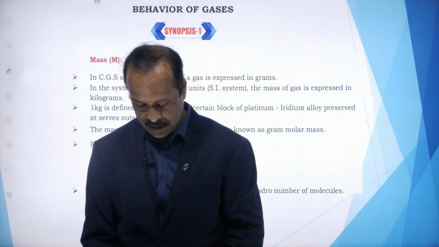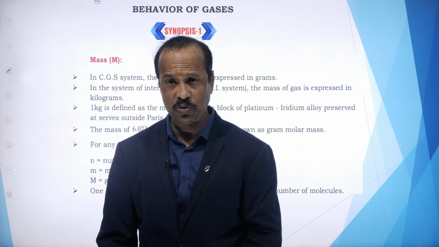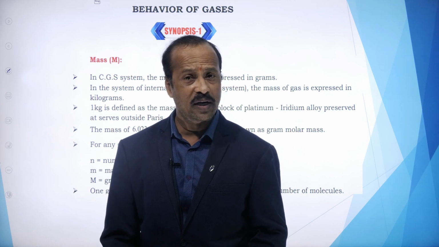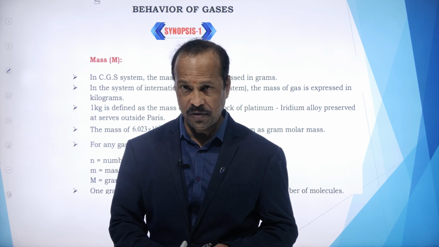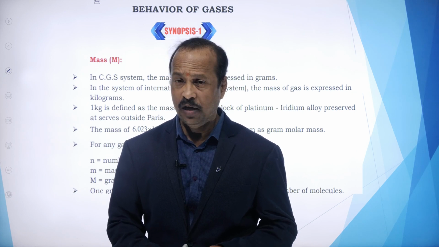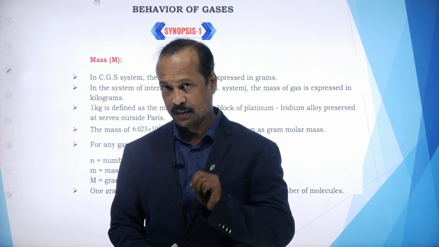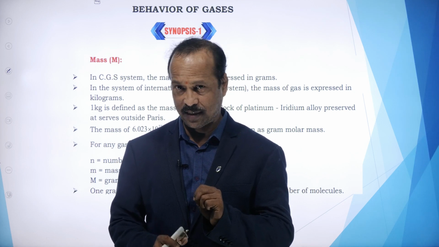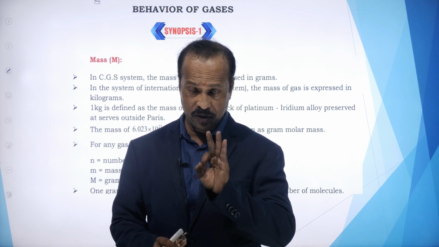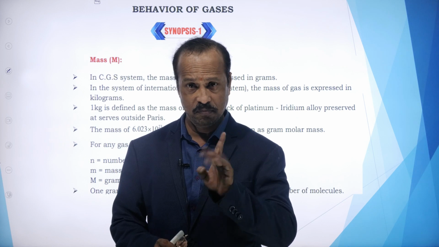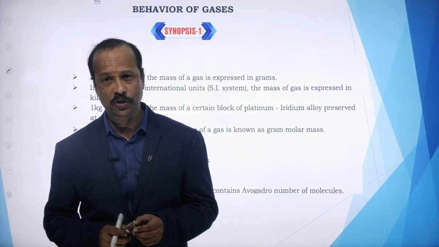Here, students, gases are associated with 4 main properties. One is mass, second is volume, third is temperature, and fourth is pressure. So mainly a gas is associated with these 4 quantities: mass, volume, temperature and pressure. I think you know the basics of all this.